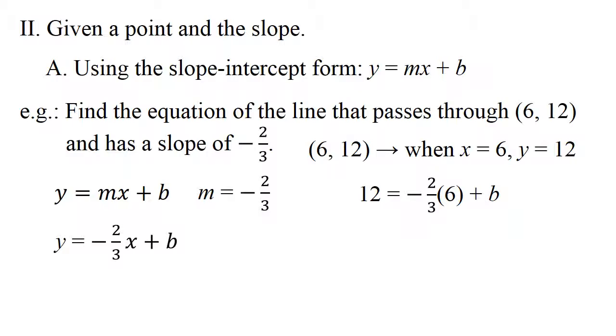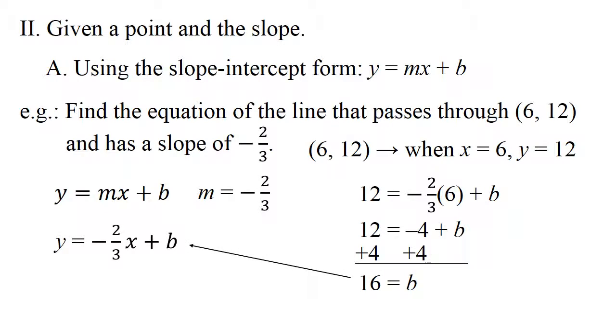So -2/3 times 6 is -4. Add 4 to both sides, and I get b equals 16. And that is not the final answer. Remember, I'm looking for the equation, so be careful with this method, because a lot of times you'll solve for a variable, and you'll think that's the solution to the problem and you're done. Here, we need to actually plug that b into our equation and say our final answer is y equals -2/3 x plus 16.